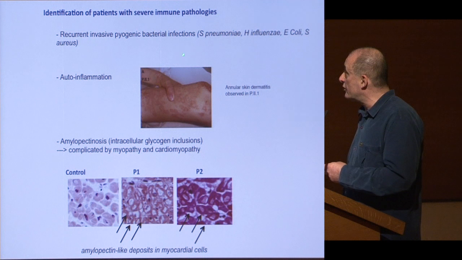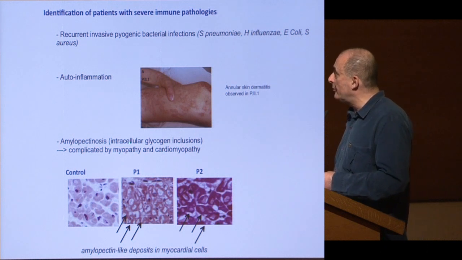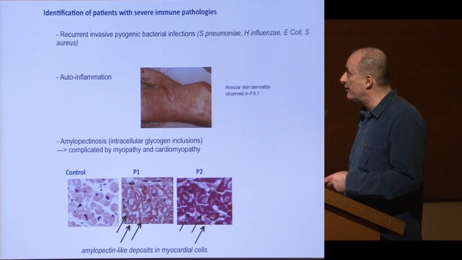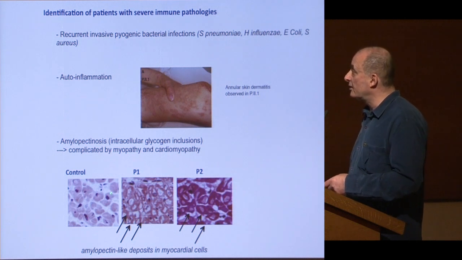Pyogenic bacterial infection and autoinflammation, this is one of the patients, which normally doesn't very often go together with immunodeficiency. And what is amylopectinosis? Basically, it's the accumulation of abnormally branched glycogen in muscle cells, including the heart, giving rise to myopathy and cardiomyopathy.